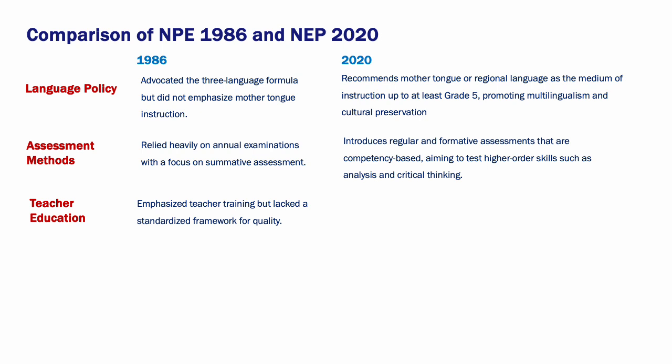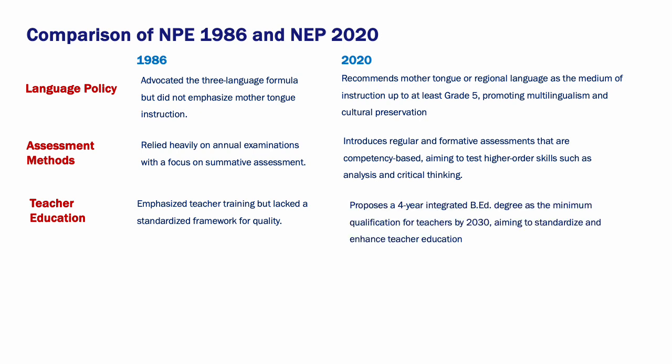The 1986 policy emphasized teacher training but lacked a standardized framework for quality, while 2020 promotes a 4-year integrated B.Ed degree as the minimum qualification for teachers by 2030, aiming to standardize and enhance teacher education.